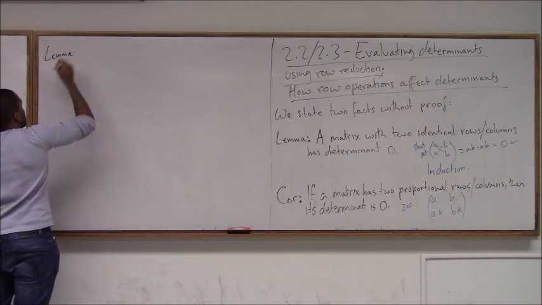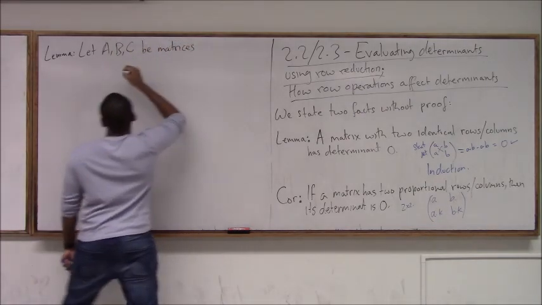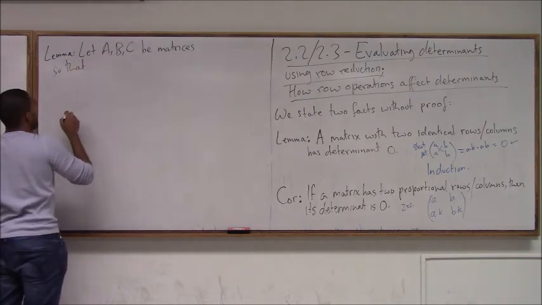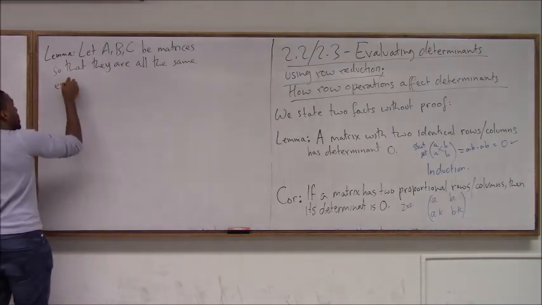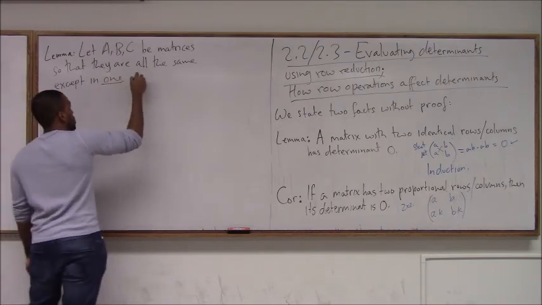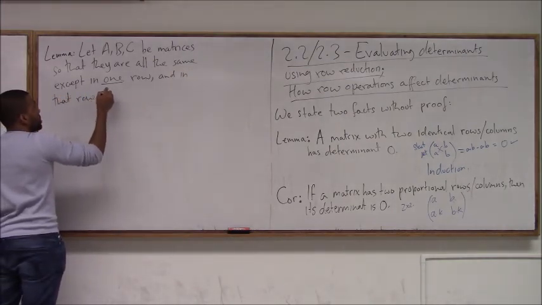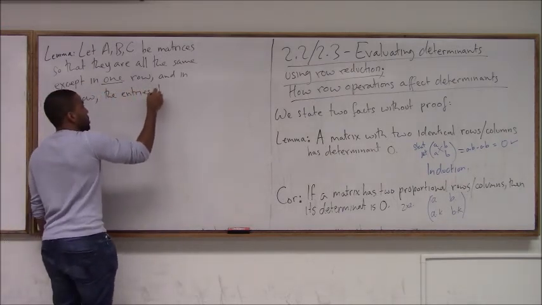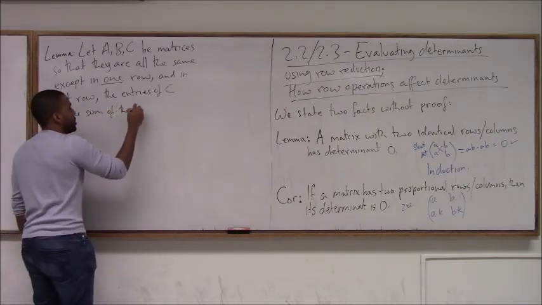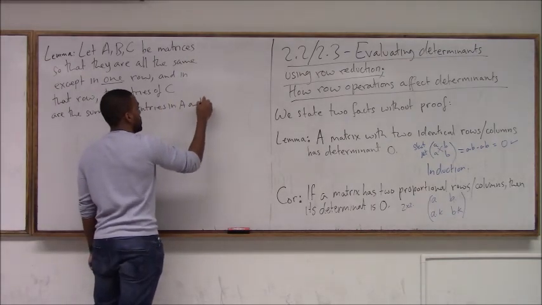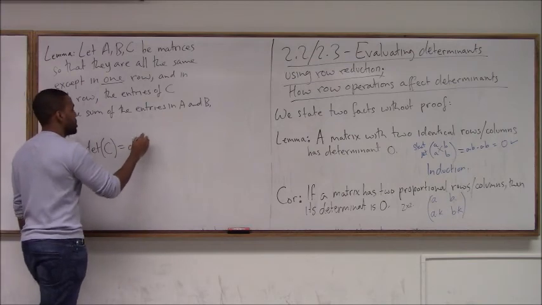Here's another lemma. Let A, B, C be matrices so that they are all the same except in one row, and in that row the entries of C are the sum of the entries in A and B. Then it turns out that the determinant of C will be equal to the determinant of A plus the determinant of B.